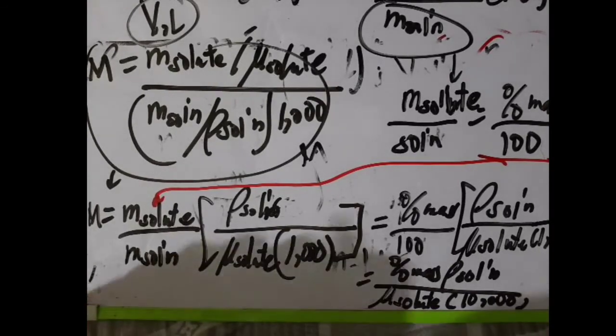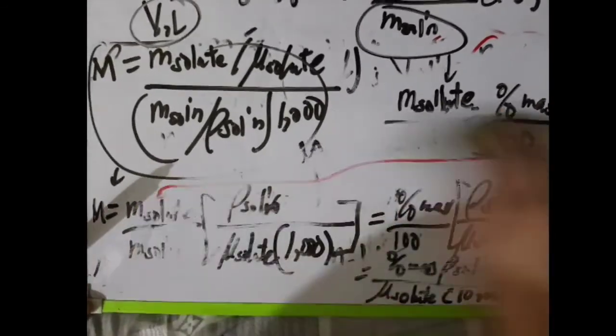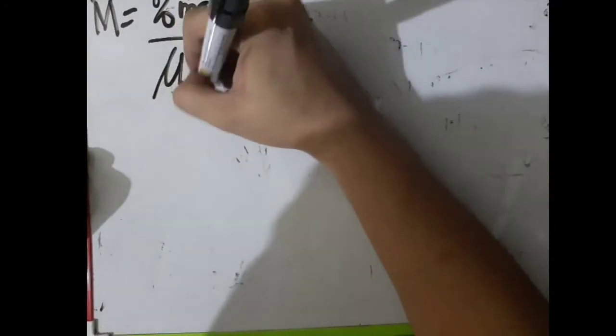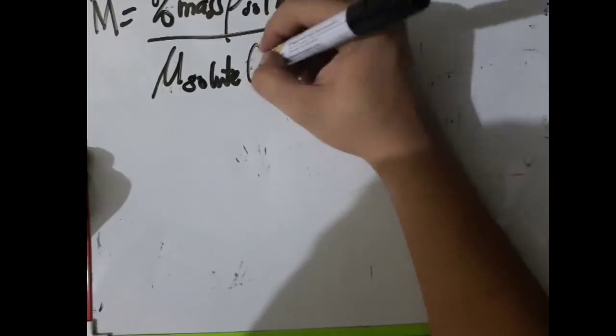Okay, let me rewrite this one so that it will be clear. So again, the molarity of the solute is equal to the percent mass of the solute multiplied by the density of this solution divided by its molar mass of the solute times 10.